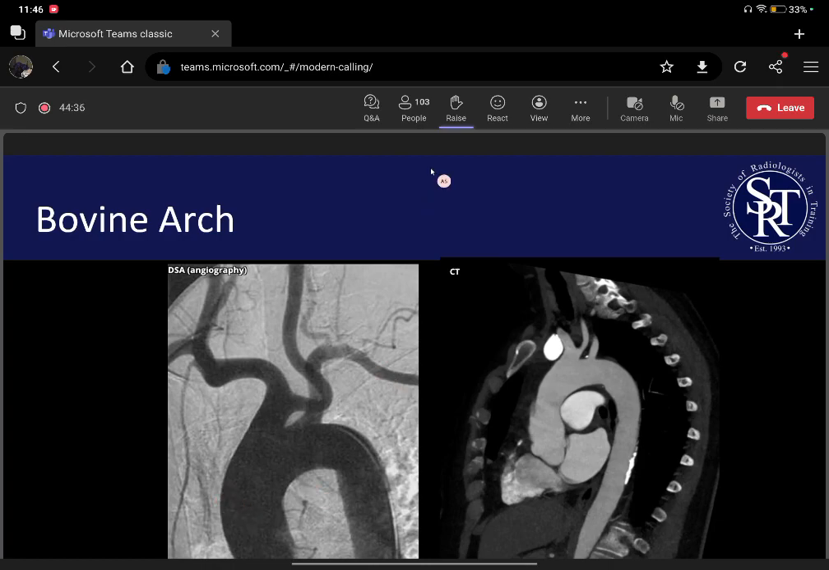A common normal variant to be aware of is the bovine arch. As you can see here, instead of three, we only have two branches from the arch of the aorta. That's because our brachiocephalic trunk, as we saw earlier, has a common origin with the left common carotid artery. You can see that quite nicely here in this sagittal image. Here is our brachiocephalic trunk, left common carotid sharing an origin, and our left subclavian is separate.